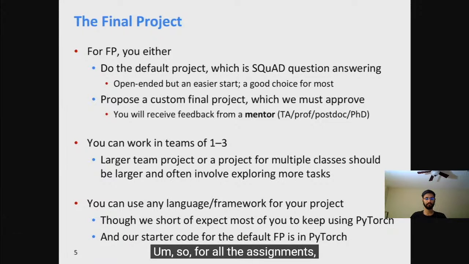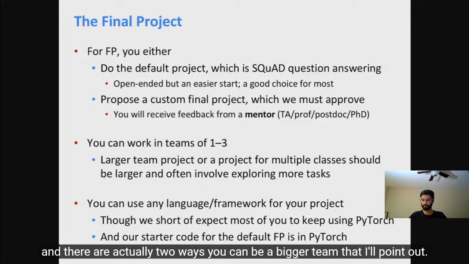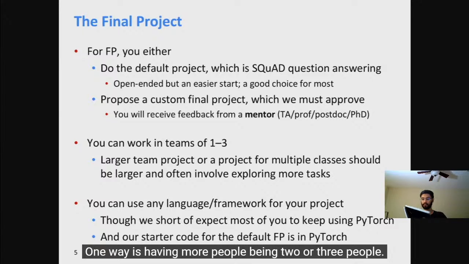So for all the assignments, assignments 1 through 5, you have to do them by yourself. For the final project in either form of it, you can do it as a team, so you can do it as 1, 2, or 3 people. And how does that work? Well, it works like this. If you're a bigger team, we do expect you to do more. And there are actually 2 ways you can be a bigger team that I'll point out. One way is having more people, being 2 or 3 people.